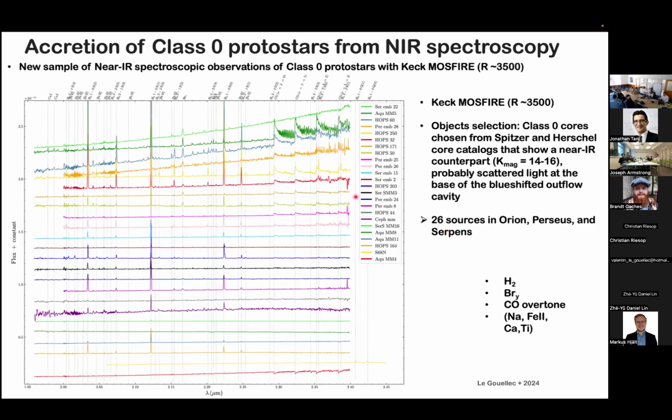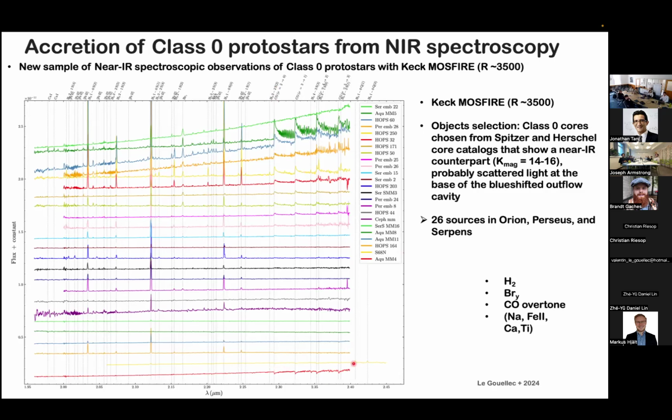And here you can see the largest sample of class 0 observed in the K band with the medium resolution using Keck NIRSPEC. And we observed many interesting things that seem to be prototypical of this very young protostellar stage. H2 and Brackett gamma is seen in more than half of the objects. CO overtone emission is seen in half of the objects. And we also see the photosphere.